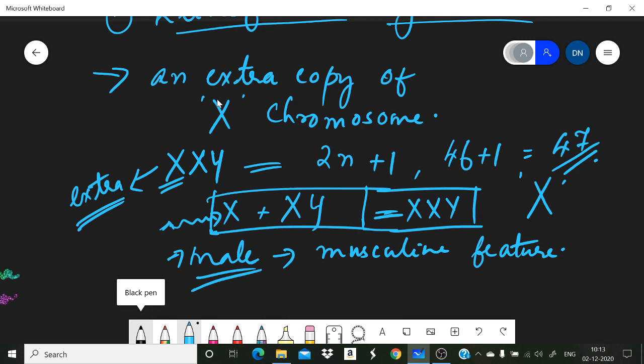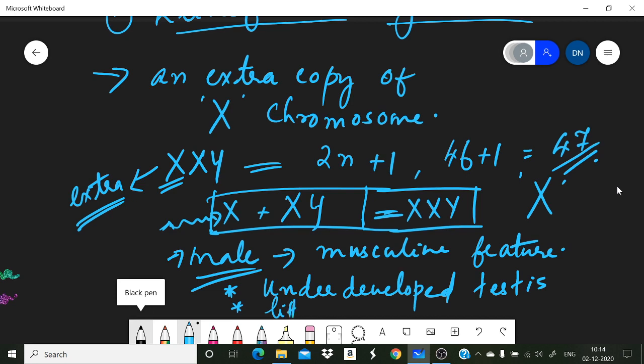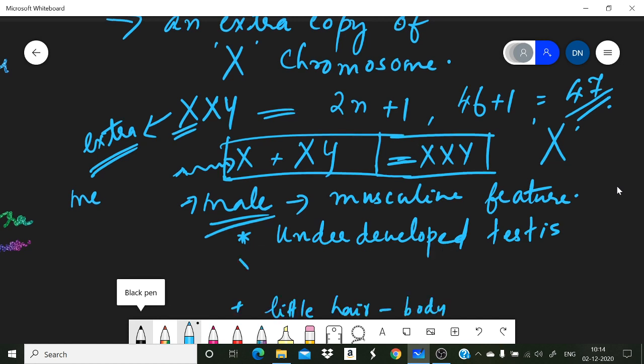The individual will be male, but they have defective or underdeveloped testes, and very little hair on the body. Such individuals may also be mentally retarded.